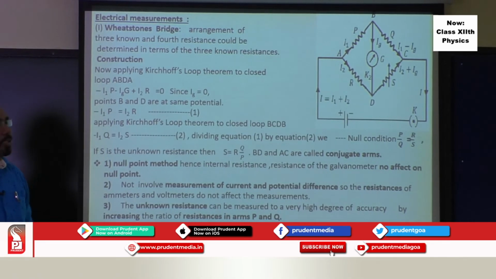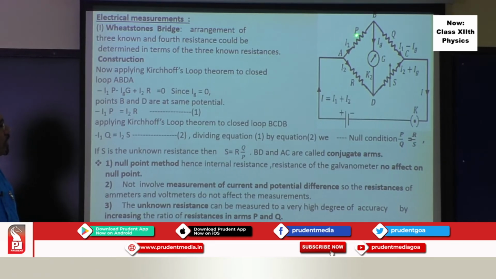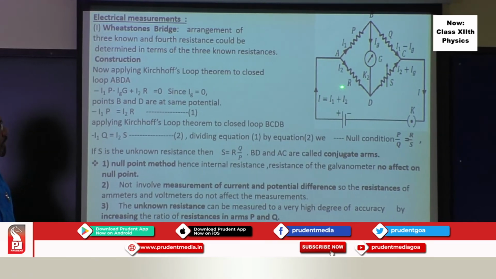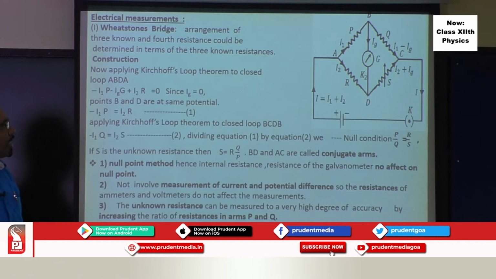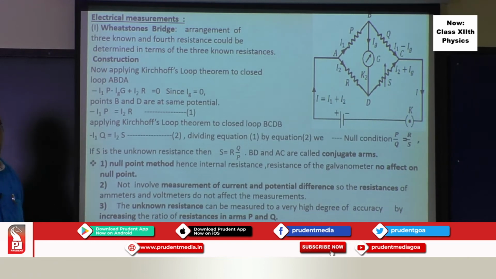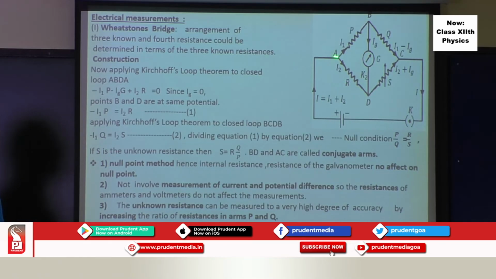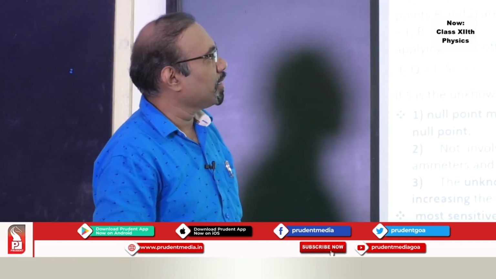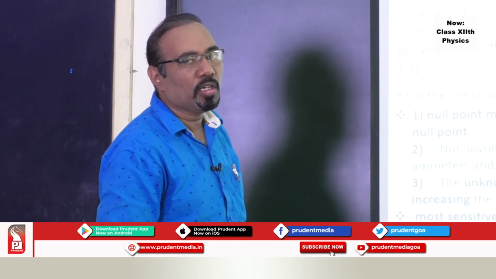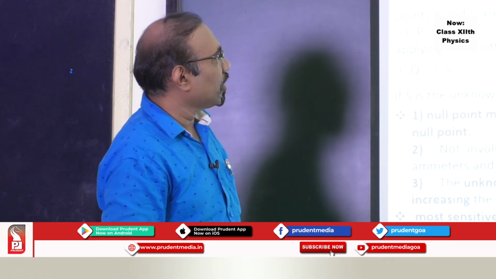Wheatstone bridge is a circuit consisting of 4 resistances P, Q, R, S. They are arranged on 4 sides of a quadrilateral, and you can find the unknown resistance in terms of these 3 known resistances. So if these resistances are known, you can easily find out the unknown resistance.